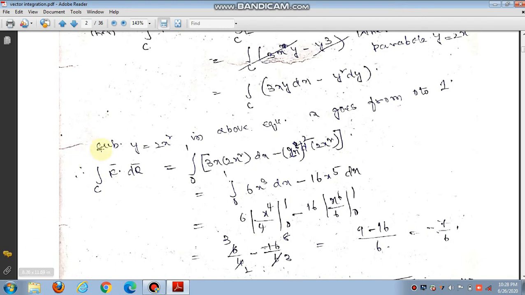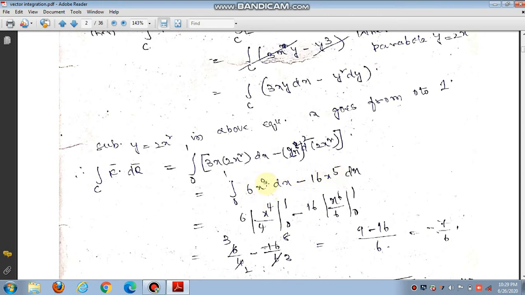Therefore the above line integral reduces to the form ∫F̄·dr̄, which is equal to the integral from 0 to 1, and the whole function is transformed to a function of the single variable x. After simplification we get the integral from 0 to 1 of 6x³ dx minus 16x⁵ dx.